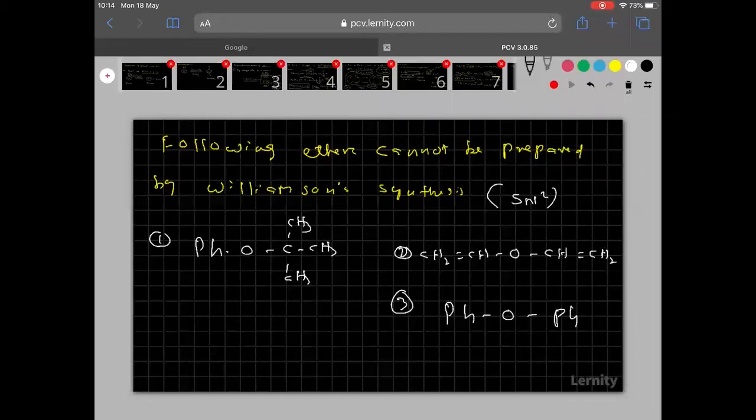Is it clear? So these are the three ethers which cannot be prepared by Williamson. Hope you are able to understand this one, everyone.